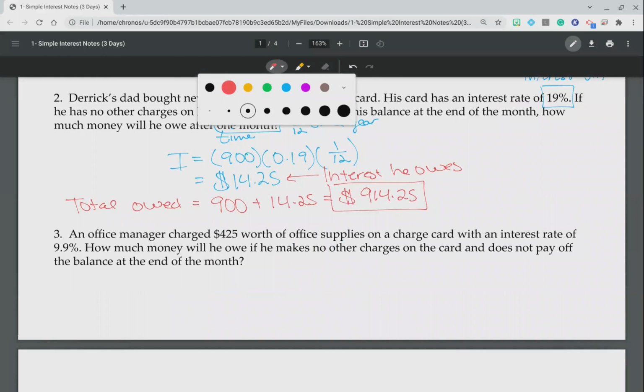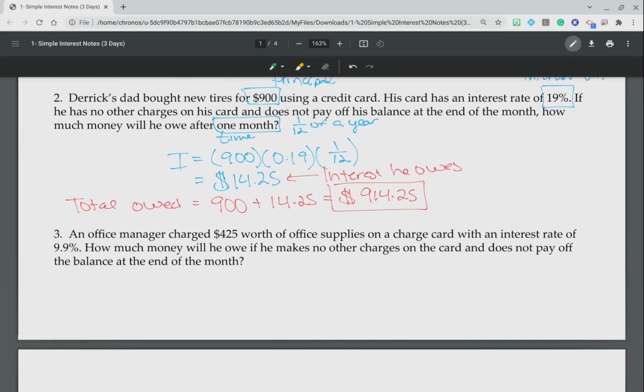All right, one more for today. It says an office manager charged $425 worth of office supplies on a charge card with an interest rate of 9.9%. How much money will he owe if he makes no other charges on the card and he does not pay off the balance at the end of the month? This one's very similar to the other one. We're using a credit card, and again, a credit card is borrowing money. It's not like a debit card where it's linked directly to your bank account and it's using the money that you already have. A credit card is you borrowing money.